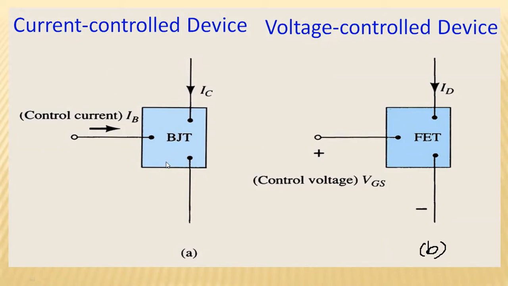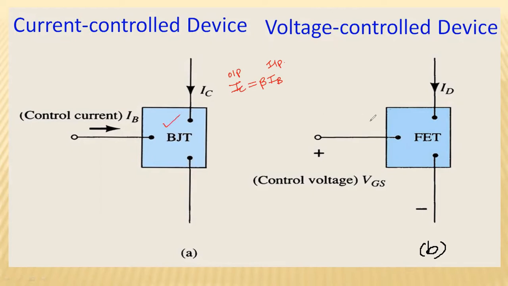BJT is called a current controlled device, because the output current, that is the collector current, depends on the input current: IC is equal to beta times IB. We have seen this relation already in the second unit. Here IC is the output current and IB is the input current. The output current is controlled by the input current, so we call the BJT a current controlled device.